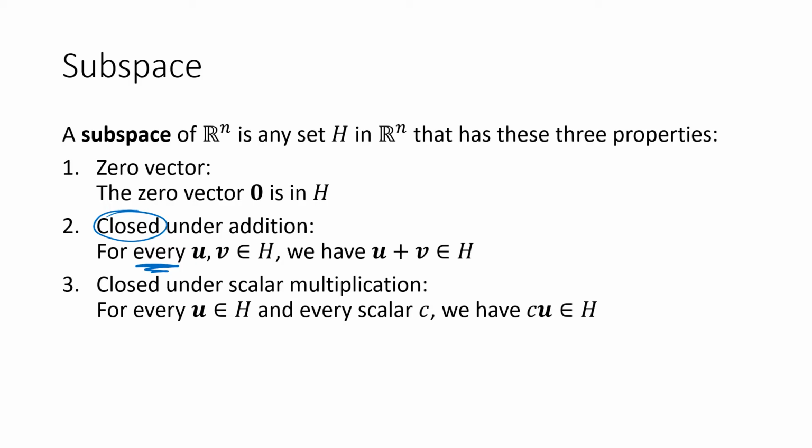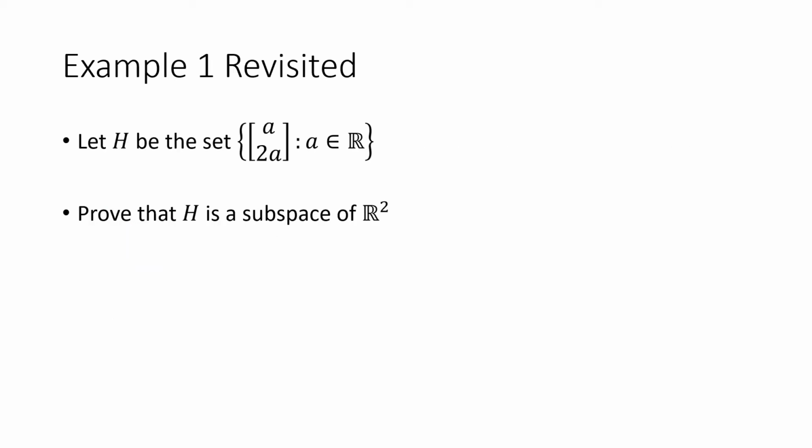Similarly, we want our set to be closed under scalar multiplication. Again, if we pick any single vector out of our set, and then any scalar, any real number c, and we multiply the scalar by the vector, that result should also still be in our set H. So it has to be able to do these operations, but not have us leave our set H.